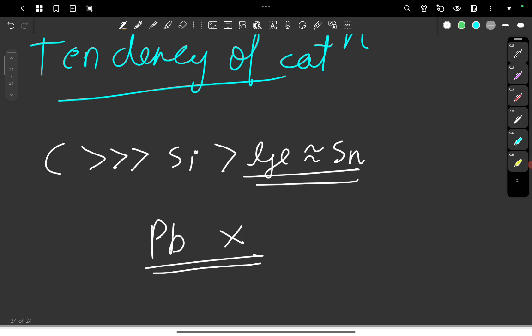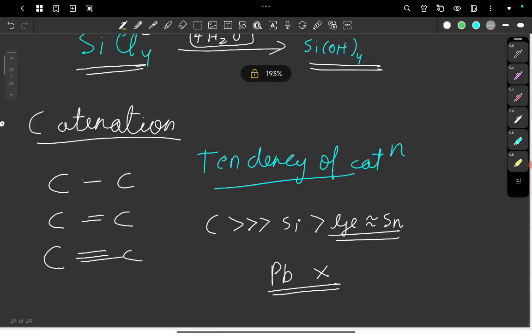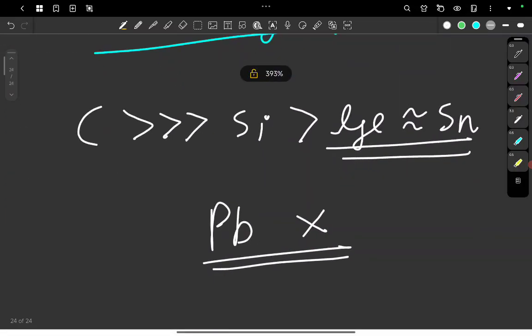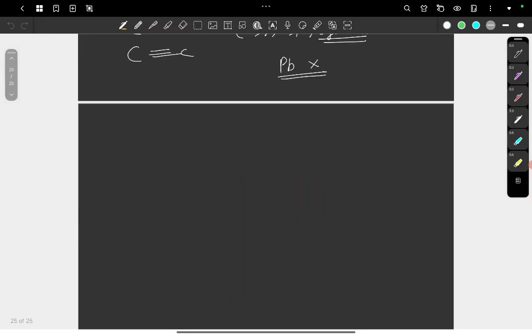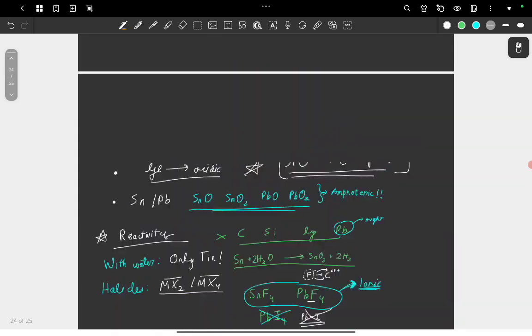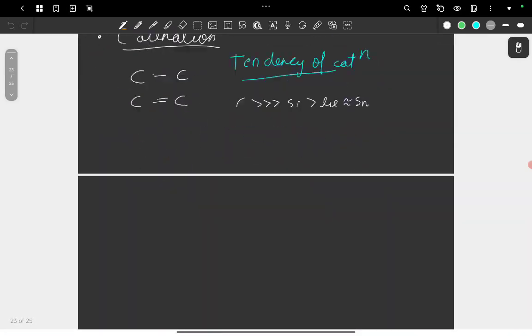You can call this the Sasuke Uchiha of group 14. It does not like its family, and it just does not form bonds with itself. Yeah, it has zero catenation tendency. Well, that's it. I have covered all the major points.